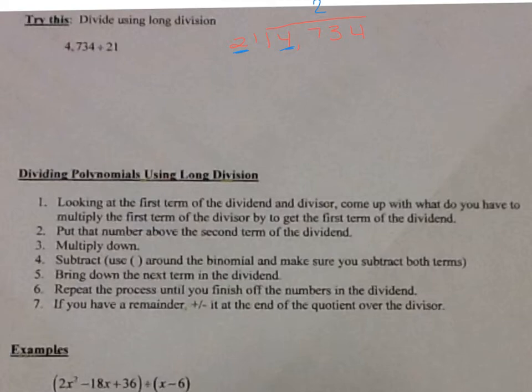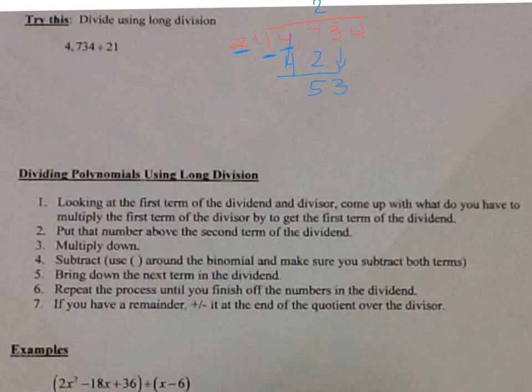All right, and then we multiply down. So we have 2 times 1 is 2. 2 times 2 is 4. And then what we do with these is we subtract them. So 47 minus 42, so 7 minus 2 is 5, and that becomes 0. And then what we do is we bring down the 3.